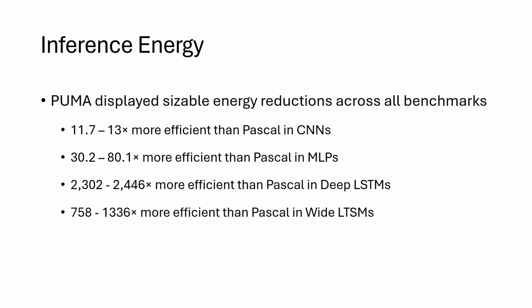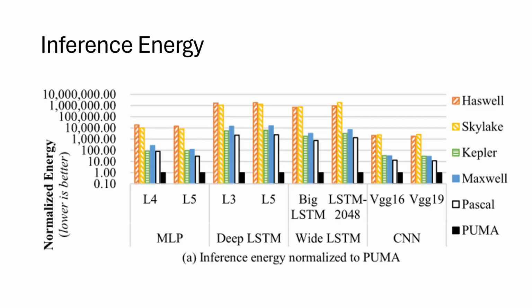CNNs showed the least energy reduction as they have a lot of weight reuse. This limits Puma's energy savings from the use of crossbars for matrix vector multiplication computation, and the large matrices in wide long short-term memory can span multiple Puma cores and tiles, which makes deep long short-term memory more appealing for Puma architecture. Here's a graph of inference energy. As you can see by the dark colors here, Puma has the lowest normalized energy compared to its competitors, specifically Pascal, which appears to be the second best in all metrics.